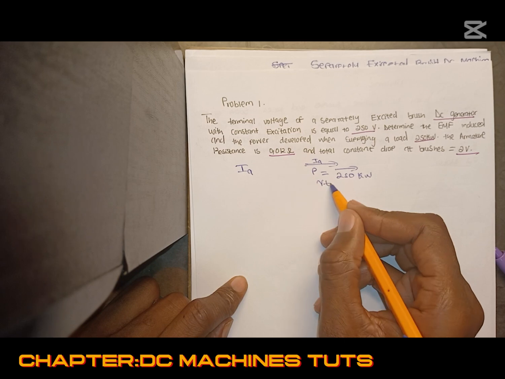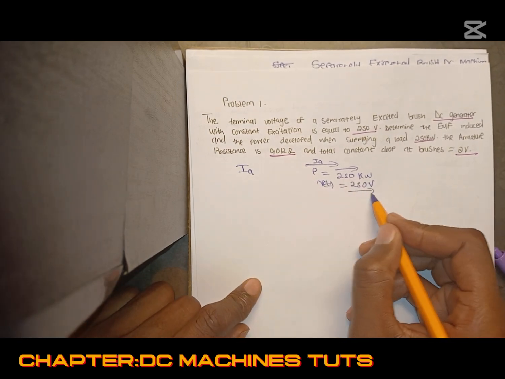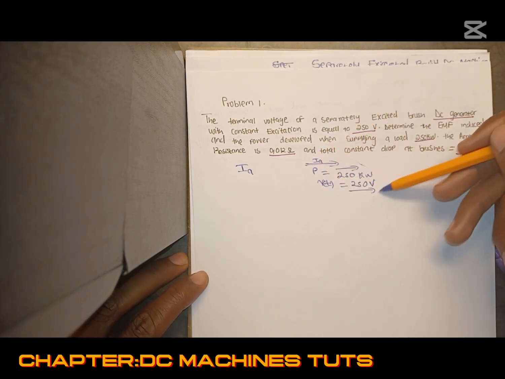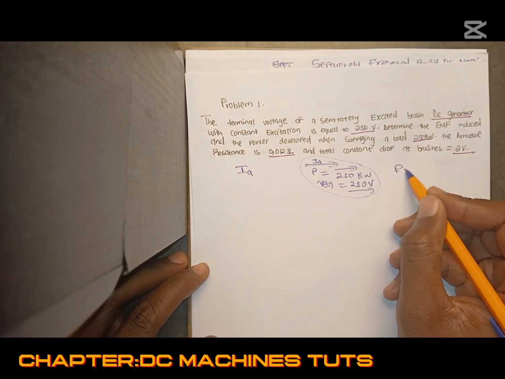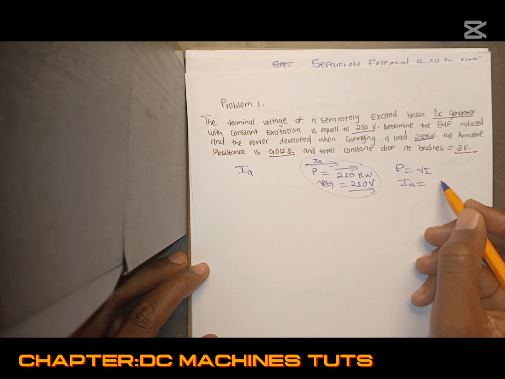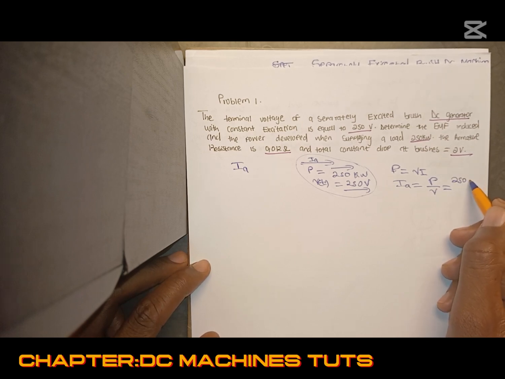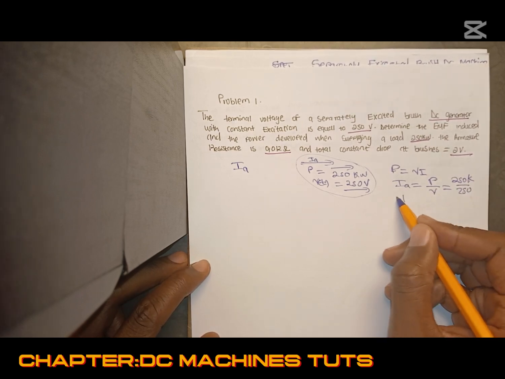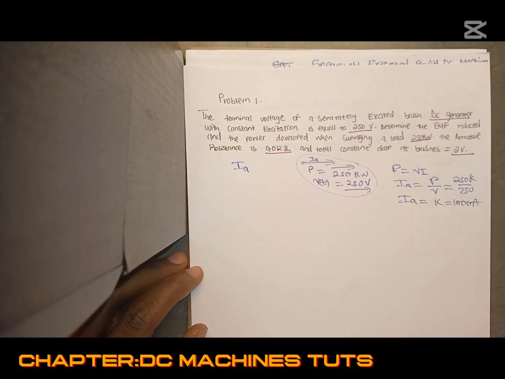And we have the terminal voltage, which is 250 volts, also in the load. So all these three quantities are in the load, which means we can use them to find each other. Power is equal to VI, so the armature current is equal to P over V, which is 250 kilowatts divided by 250 volts. That gives 1000 amperes. So this is our current.